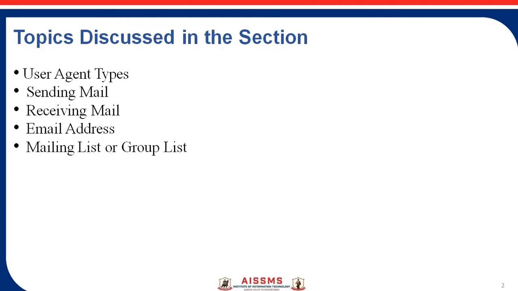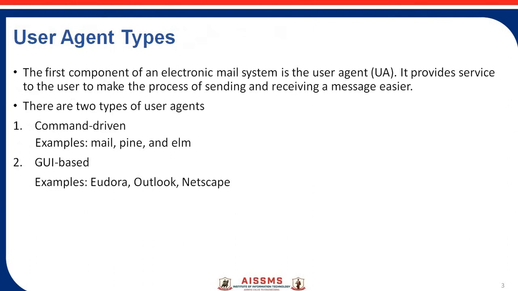In today's session, we will discuss user agent types, sending email, receiving email, email address, and mailing list or group list. First, we will see user agent types. User agents. The first component of an email system is the user agent. It provides service to the user to make the process of sending and receiving a message easier.